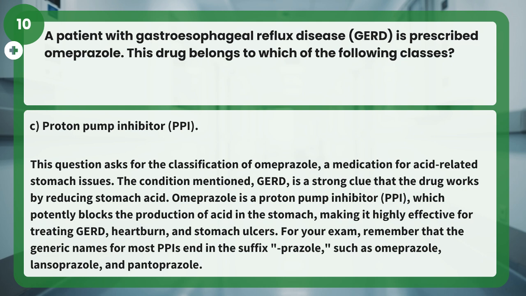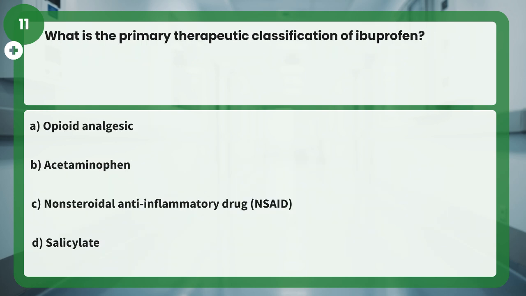For your exam, remember that the generic names for most PPIs end in the suffix prazole, such as omeprazole, lansoprazole, and pantoprazole. Question 11. What is the primary therapeutic classification of ibuprofen?